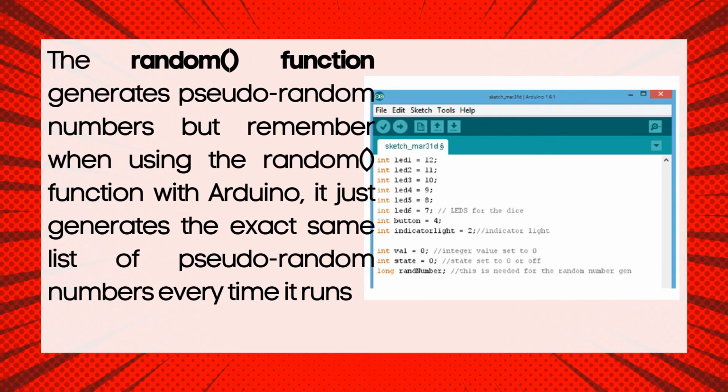The random function generates pseudo-random numbers, but remember, when using the random function with Arduino, it generates the exact same list of pseudo-random numbers every time it runs. An easy way to overcome this is by using the randomSeed function. This function initializes the random number generator with a random input such as analogRead of an unconnected pin to alter the random list generated by the random function.